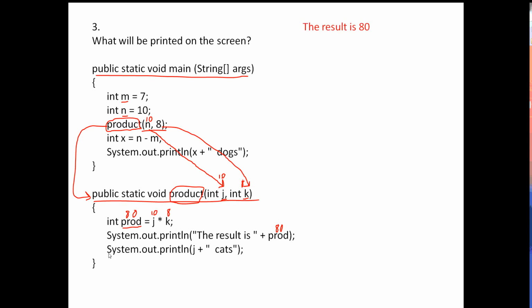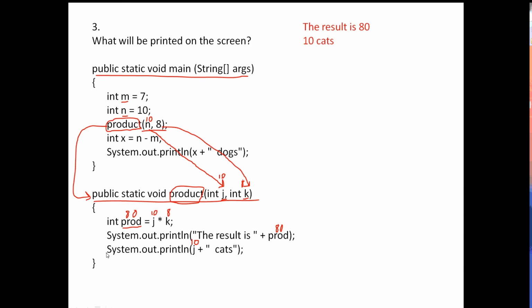The next line down is a print statement. We're going to print j, the call j is 10. And so 10 space cats. So we're going to print 10 cats. And then the method is done.